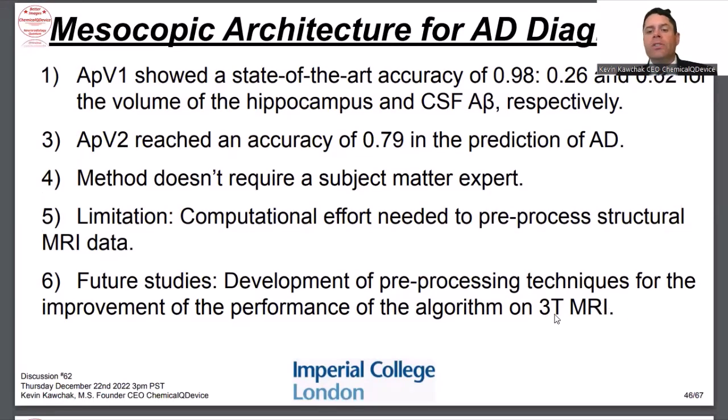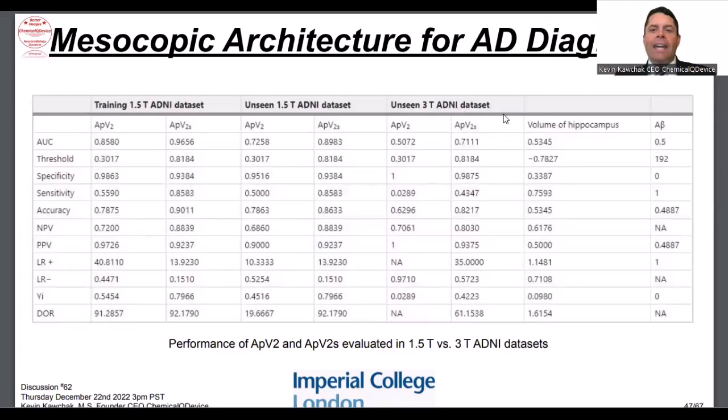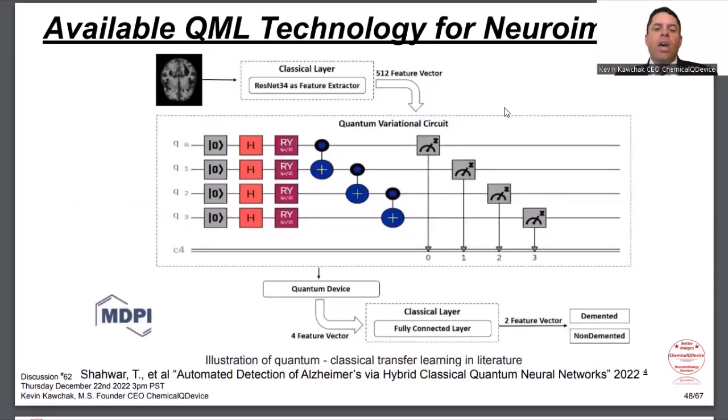So 3 Tesla is a higher field than 1.5. And the 3 Tesla, as you can see here, where it says unseen 3 Tesla ADNI data set, it was significantly lower in performance. There are other papers that I believe get their algorithms to work on 1.5 Tesla and 3 Tesla, which is kind of like the standard in hospitals. But as you can see in this table set, just looking at the first row and going down, lower for bigger MRI magnets.